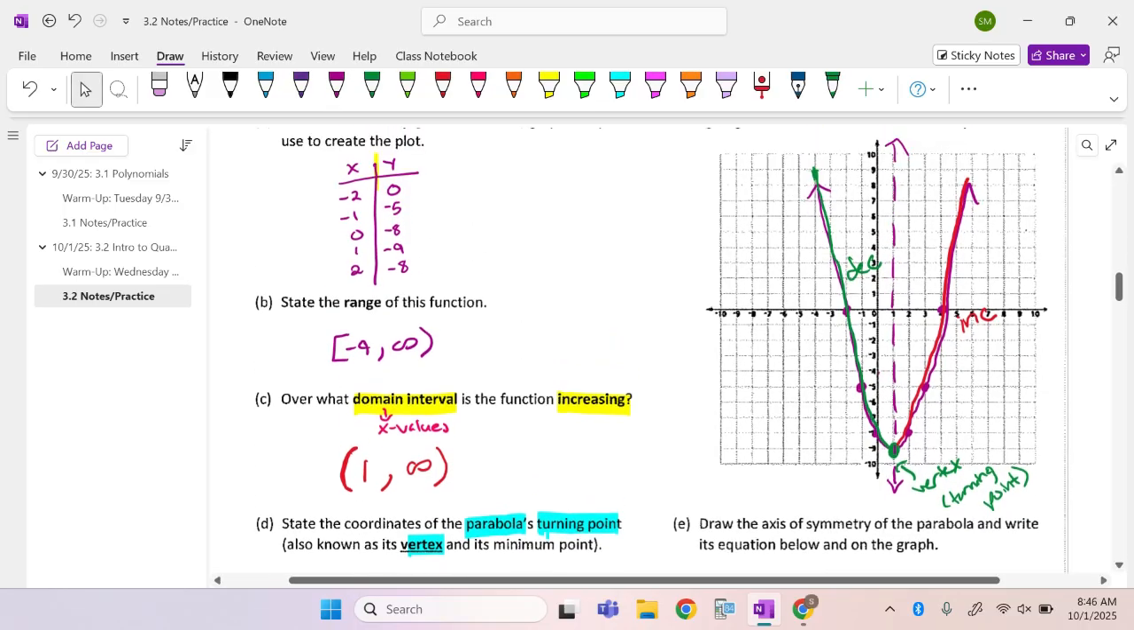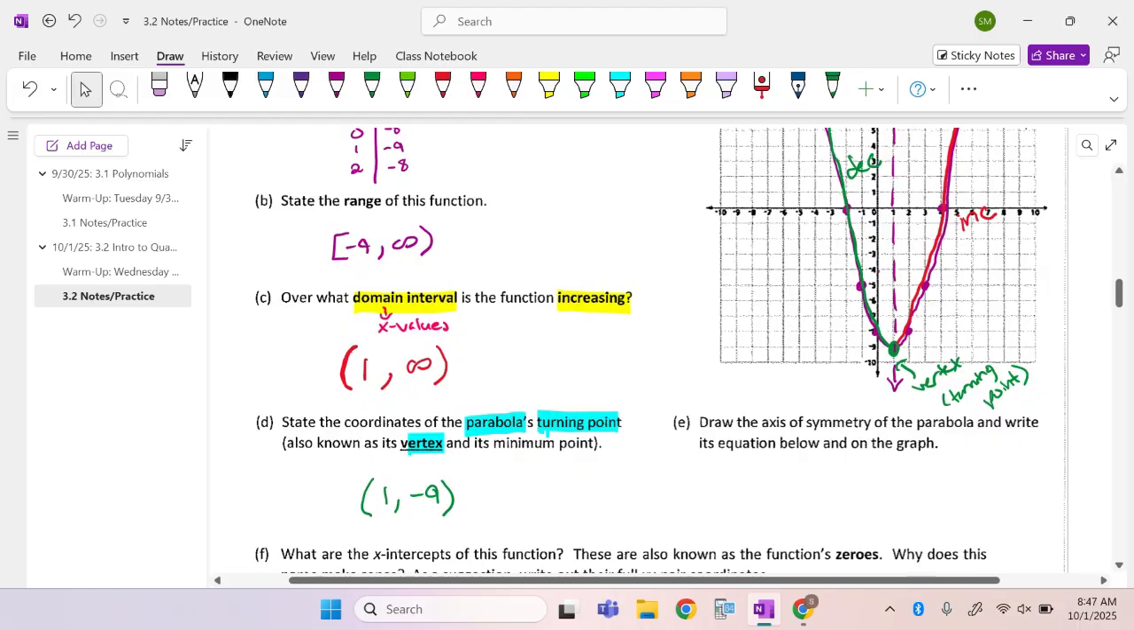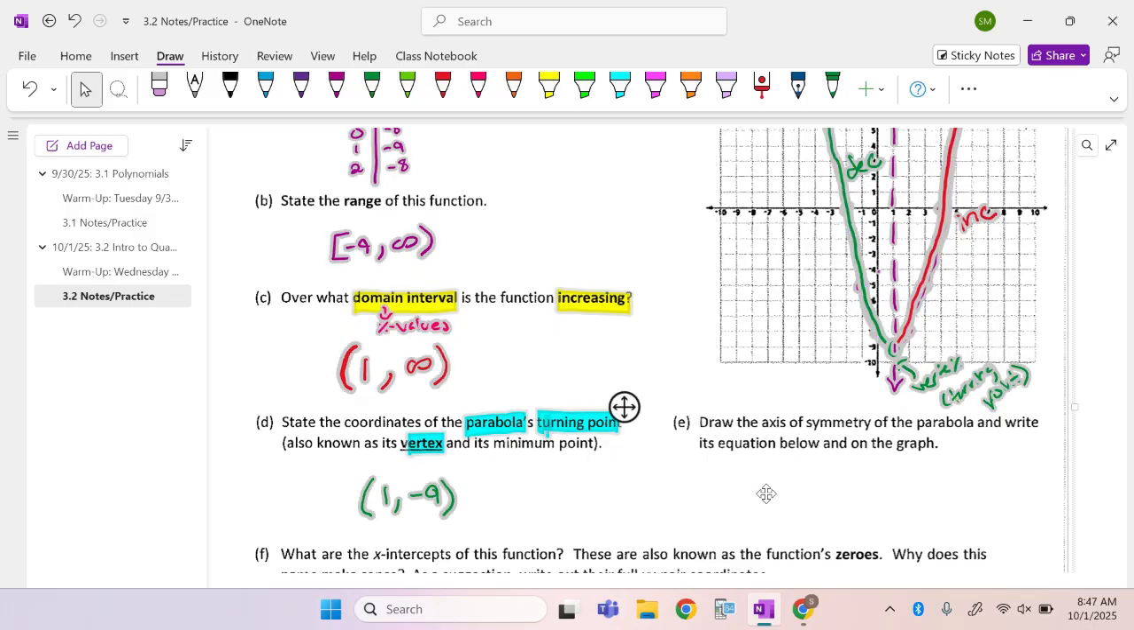Now, Audrey, why did you say x equals 1 as the axis of symmetry? It's on the x, but also it's a what? It's a vertical line. So when we write an axis of symmetry, we always have to write in terms of x equals whatever the x value of the vertex is. So x equals 1, that's our axis of symmetry.